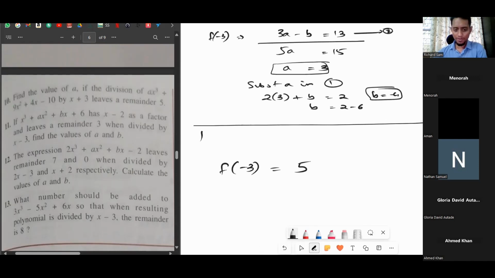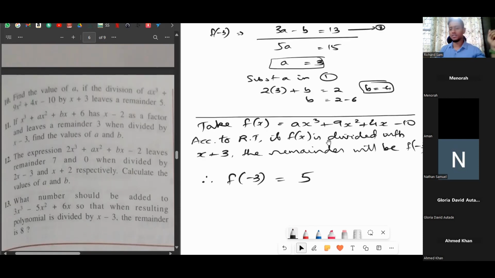First you will write, take f of x. The statement only will carry 1 mark. According to the remainder theorem, if f of x is divided with x plus 3, then remember, remainder theorem gives you the remainder. Factor theorem gives you the factor. So here the remainder theorem is giving you the remainder.